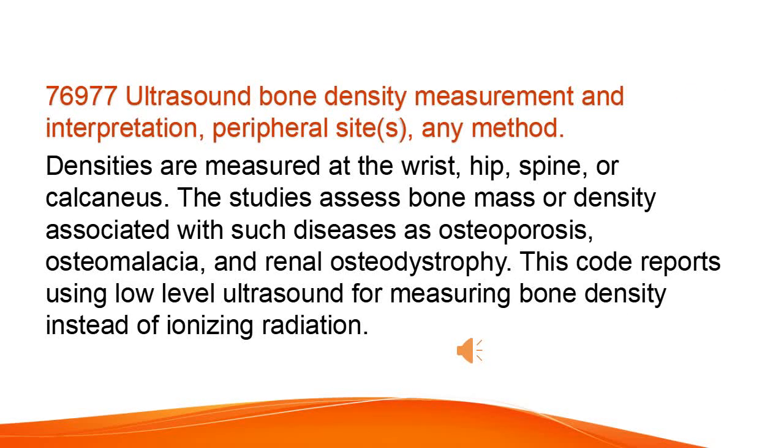Ultrasound bone density measurement and interpretation, peripheral site, any method. Densities are measured at the wrist, hip, spine, or calcaneus. The studies assess bone mass or density associated with such diseases as osteoporosis, osteomalacia, and renal osteodystrophy. This code reports using low-level ultrasound for measuring bone density instead of ionizing radiation.